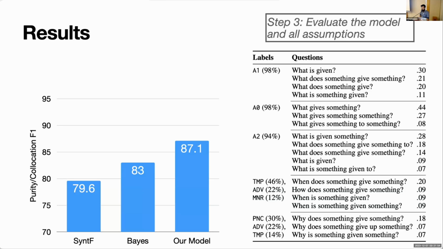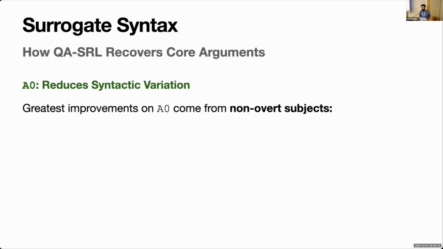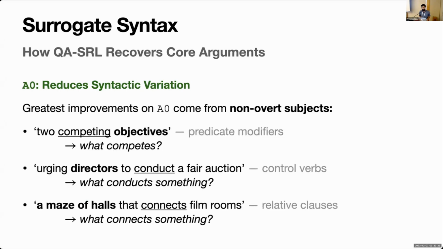So why does it work and where doesn't it work? One of the things that QA-SRL ends up doing, I found by comparison with the syntactic baseline, where you say, okay, if I were to just cluster roles according to the dependency label, like subject or object, that they have with respect to their syntactic parent, what does QA-SRL do better? If we look at arg0, which is usually the subject of transitive verbs, then the greatest improvements compared to the baseline come from cases of non-overt subjects, basically a subject that doesn't appear immediately in the syntax. So if I say two competing objectives, the objective is the thing that's doing the competing. So it gets the same label as in various objectives are competing, but syntactically it's labeled differently.